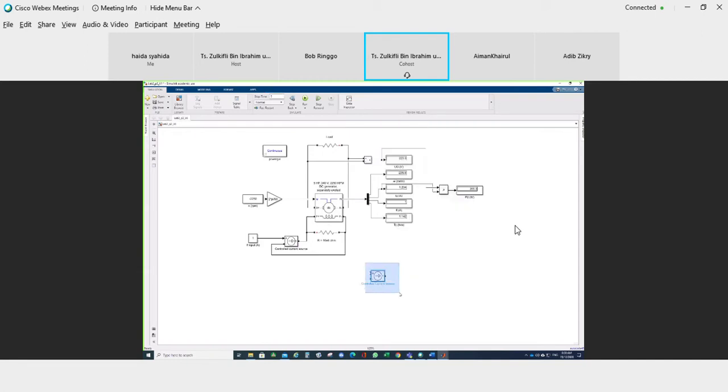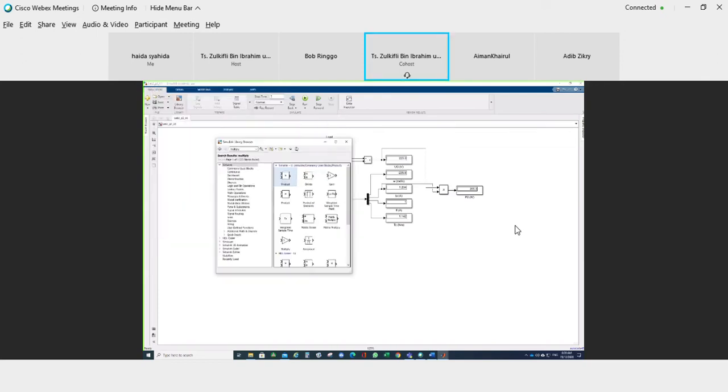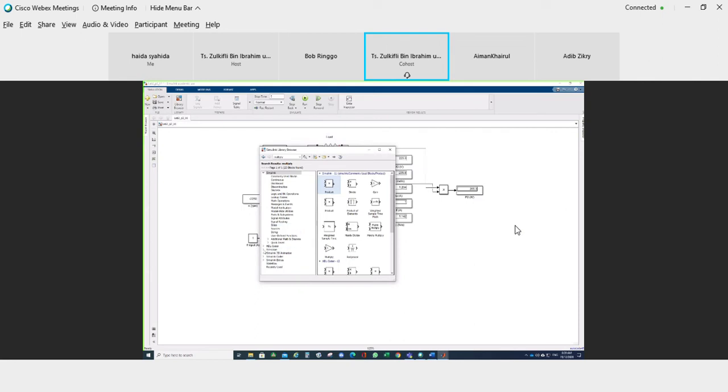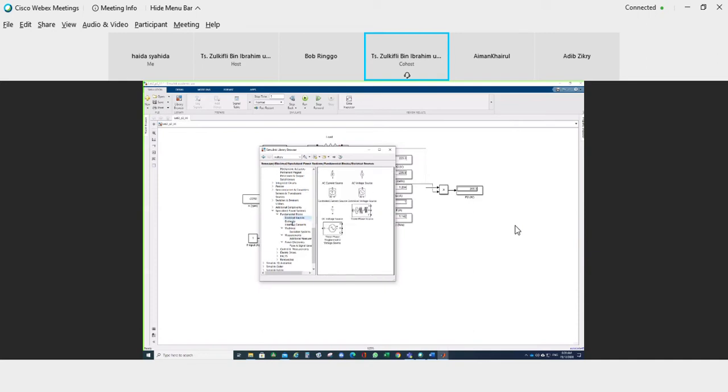So this is, in the library, you go here and then you go to the electrical, you go to electromechanical, go to... where was it, electromechanical control, specialized power system, the fundamental block. So here you have the machines, you have the measurement. This is the electrical source.